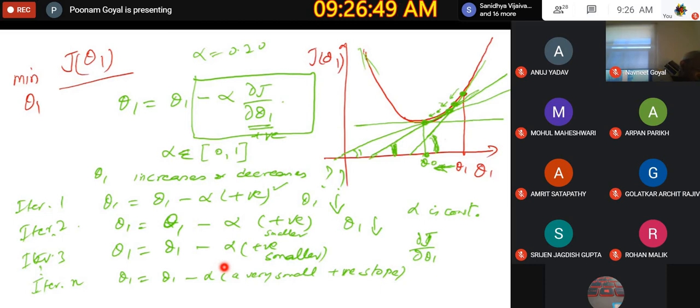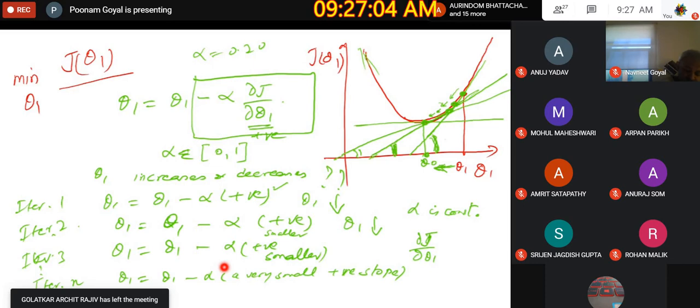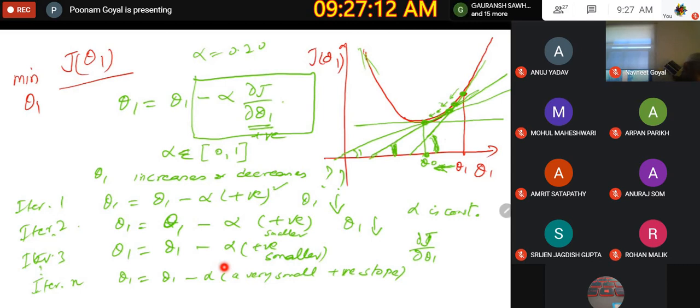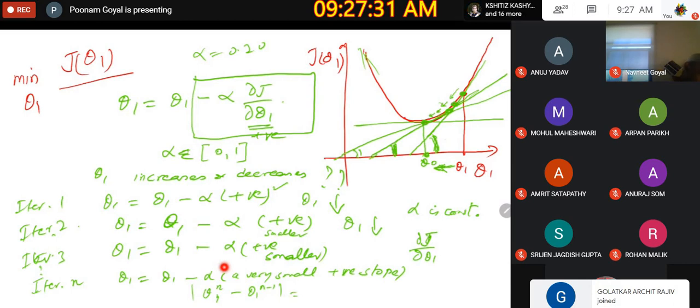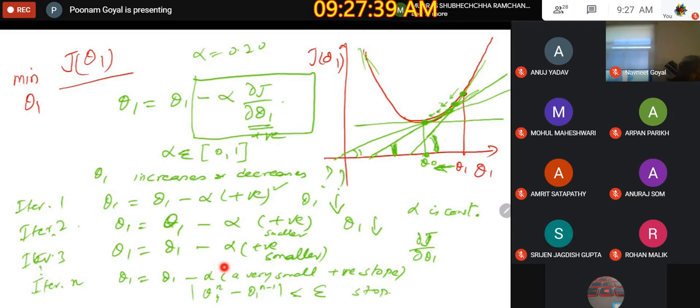When this problem is of only one variable, then there is no concept of simultaneous updates. I mean, you don't have to worry too much about it. All right, any questions? It will converge when, so the stopping condition, theoretically the slope will become 0, but it will not become 0. So what will happen is that if θ1 for some iteration n minus θ1 after iteration n minus 1 is smaller than some number, then we say we stop the algorithm. All right. So any questions on this?